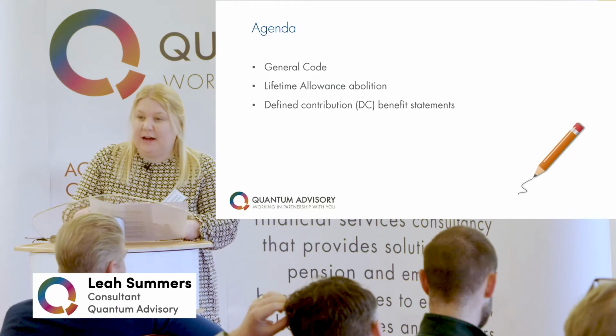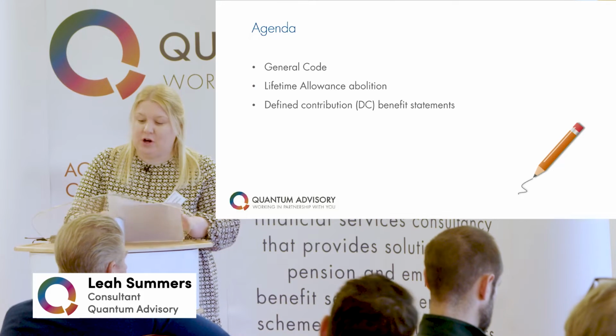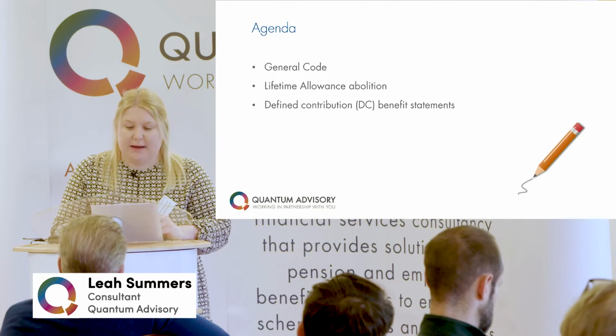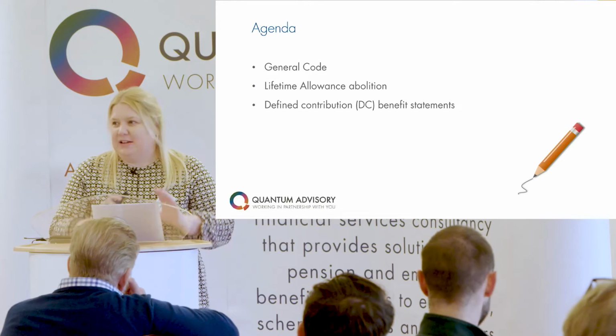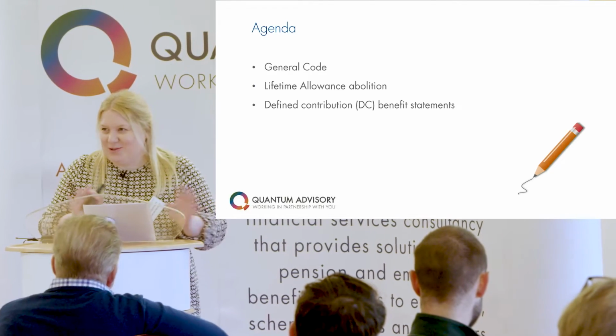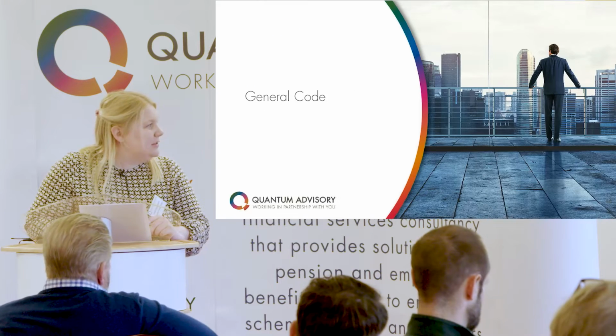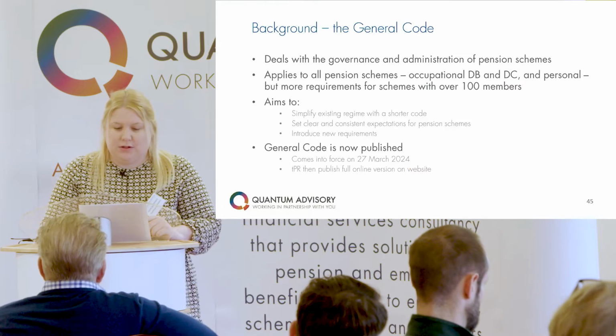So, the three items I'll be discussing today: General Code, abolition of the lifetime allowance, and changes to defined contribution benefit statements. Given the time I have to discuss all three areas today, it'll just be a brief overview of all of them. And so, starting with the General Code.